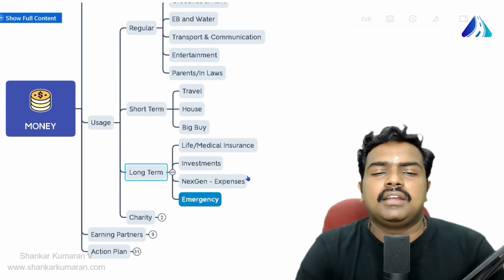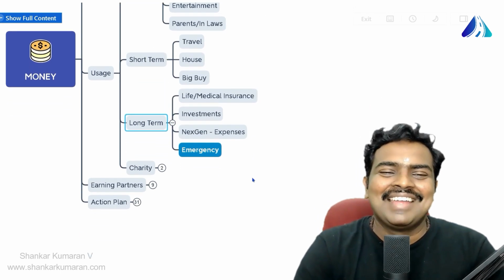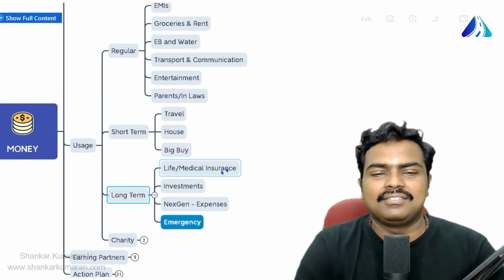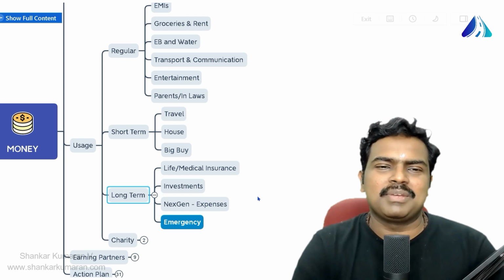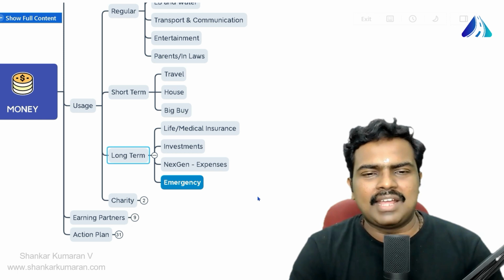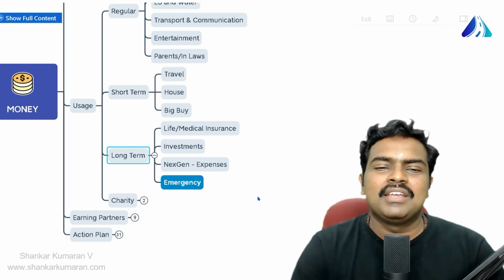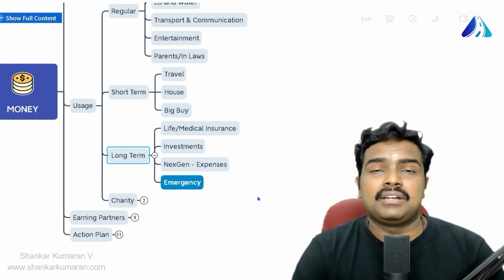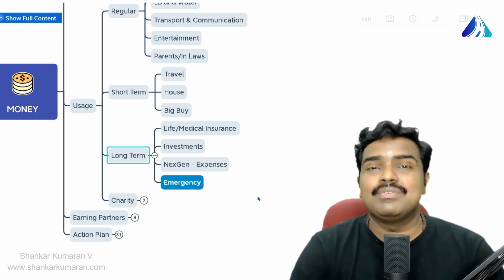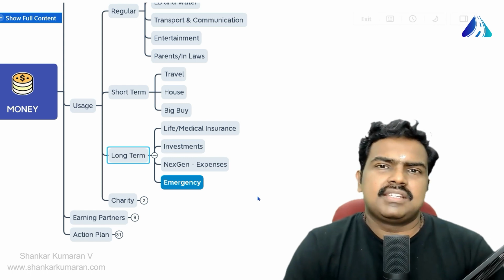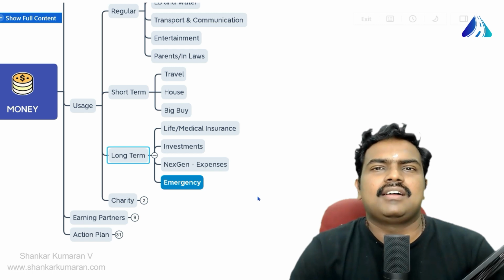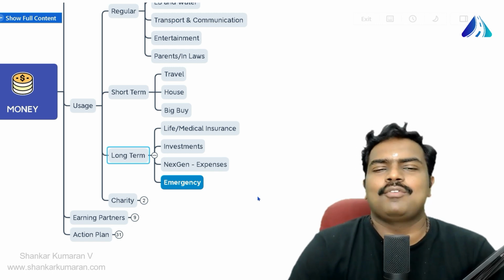Now what is long-term then? The long-term is simple. This should also come under regular: life and medical insurance, because it normally happens monthly or yearly, but still the intention is long term, therefore we put it in long term. So monthly, yearly life insurance or medical insurance or investments. Next gen expenses is nothing but your children's expenses in the future for their studies, for their marriage or for their security, for all those purposes.